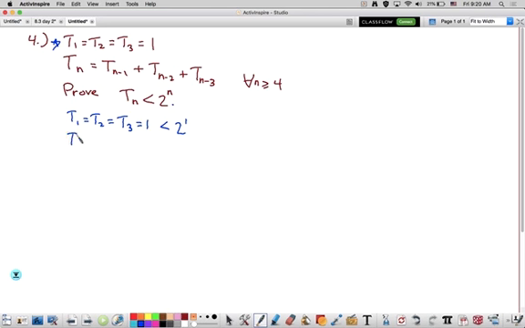All right, and now T4, well, that's equal to the sum of these 3, T sub 3, T sub 2, T sub 1. One plus 1 plus 1 is 3. And we're going to ask, is that less than or equal to 2 to the power of 4? Well, that's 16, so that's true.